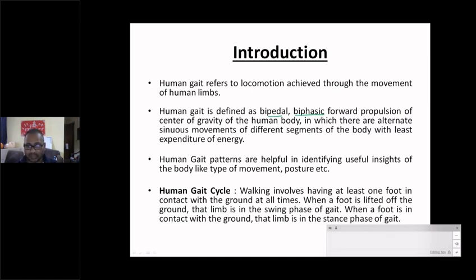Then forward propulsion, that means there is a forward force in the direction so that we can move forward. Then only you will move. So it is generating the swing phase of the center of gravity. Around the center of gravity, there is a force in the forward direction of the human body. So there are alternate sinus movements, that means left and right limbs. This is the movement of the left and right limbs of different segments of the body with the least expenditure of motion.